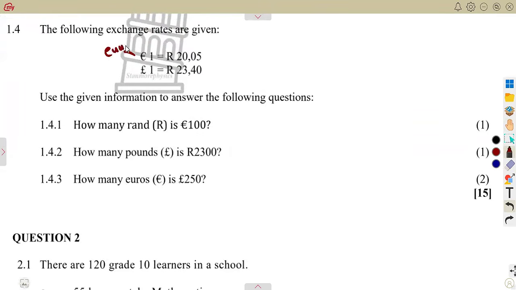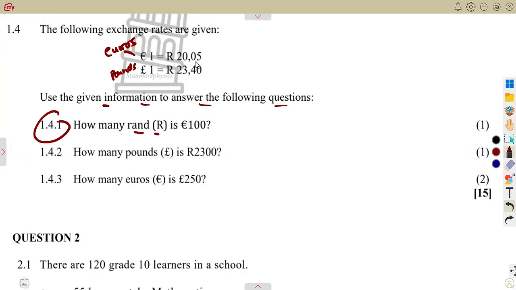So these are the euros to the rand, and also we have got the pounds compared to the rand. A euro is 20,05, a pound is 23.40 rand. Use the given information to answer these questions. How many rand do we have for 100 euros?